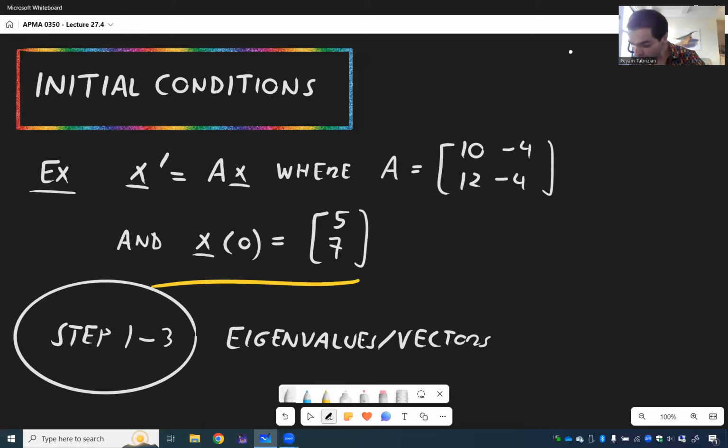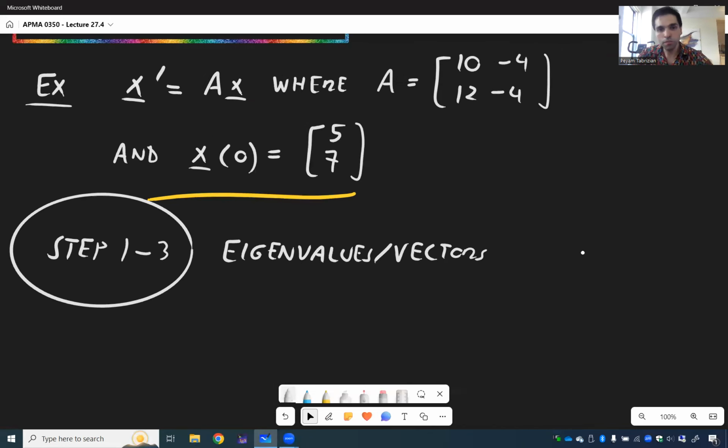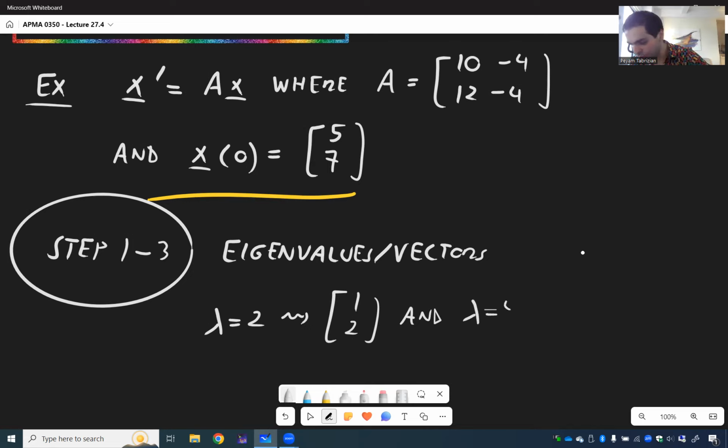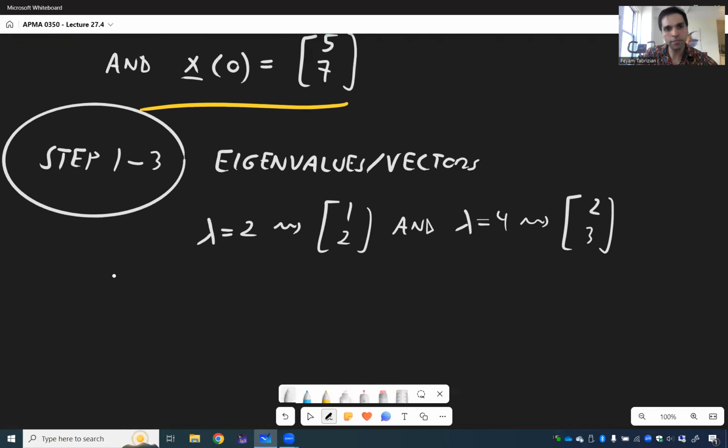And eventually what you find is we have the eigenvalue 2 with eigenvector (1, 2), and the eigenvalue 4 with eigenvector (2, 3). And that gives you the solution.